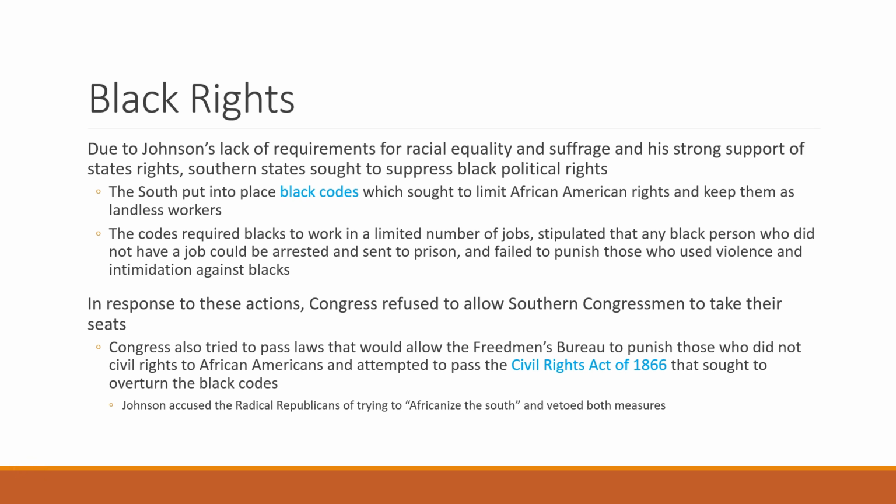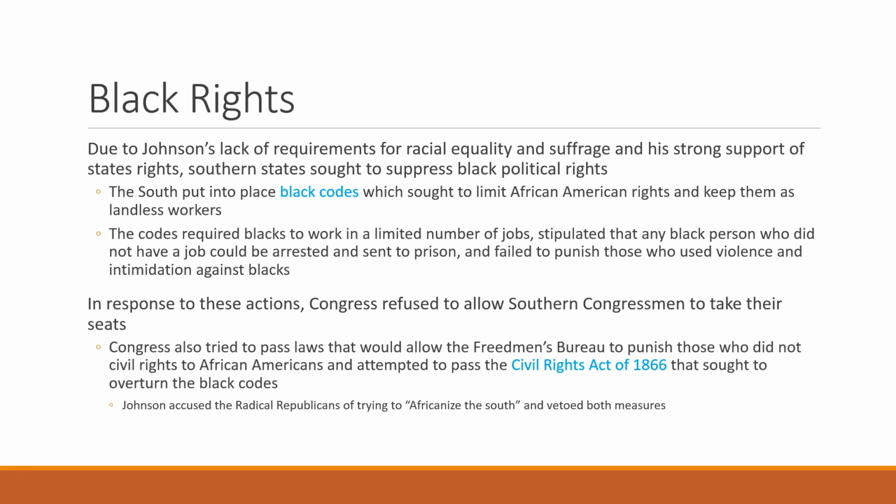So we look at the concepts and some of the difficulties that came along with black rights in this Reconstruction period. Due to Johnson's lack of requirements for racial equality and suffrage, and his strong support of state rights, Southern states sought to suppress black political rights. And the way they did this was largely through something referred to as the Black Codes. The Black Codes sought to limit African American rights and keep them as landless workers.